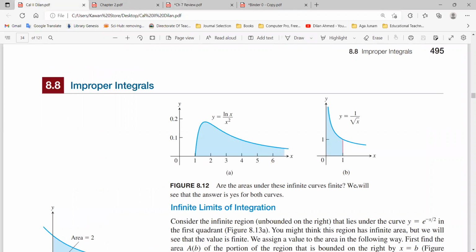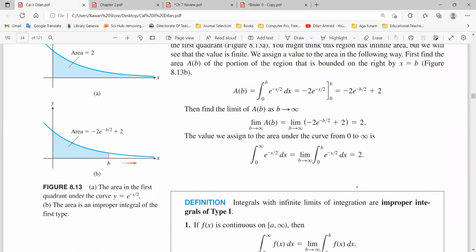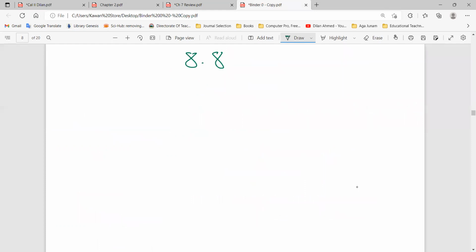Our objective today is what? Improper integral. So the first part of improper integral is what? For example, solving the integral from 0 to infinity of e to the power minus x over 2 dx. We are going to solve that example.